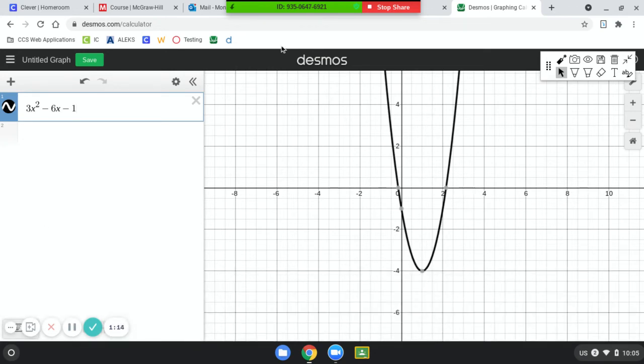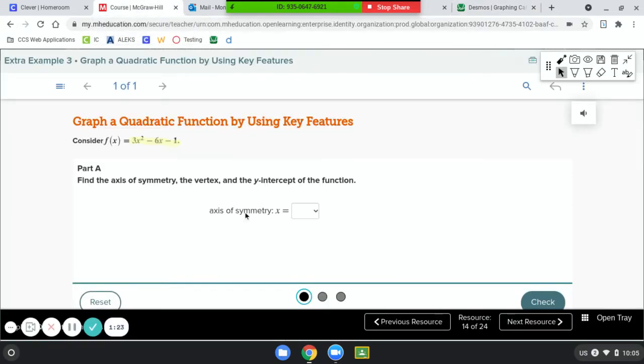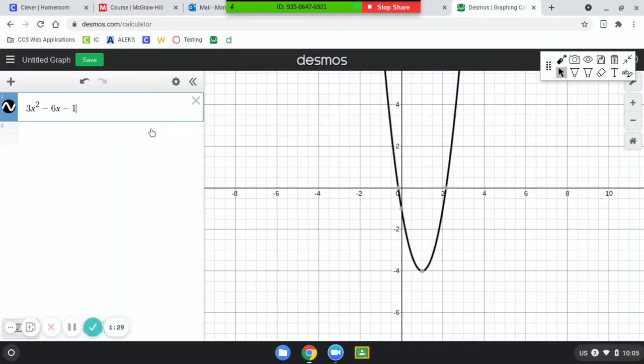From here, I'm going to choose all of those key features and vocabulary that we are learning. So the first one they say is the axis of symmetry. I always say find the vertex first, because once you find the vertex, you can find the axis of symmetry. But when you're doing it by hand, you can find one at a time. So you would find the x value using the formula. But on here, the vertex is here.